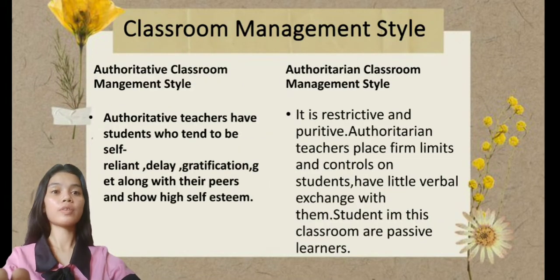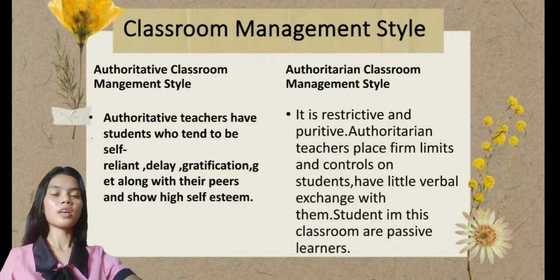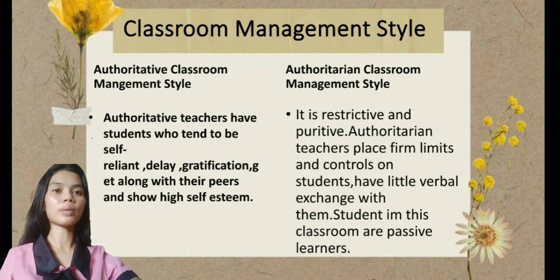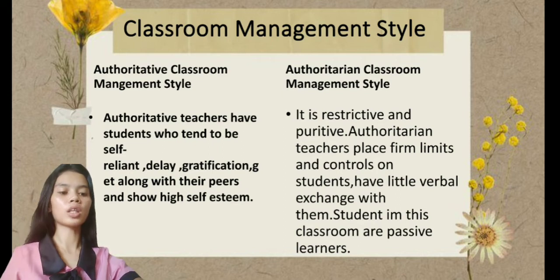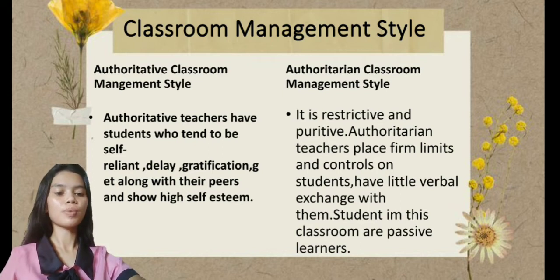Next is the difference between an authoritative classroom and an authoritarian classroom. Authoritative teachers have students who tend to be self-reliant, delay gratification, get along with their peers, and show high self-esteem. This style encourages students to be independent thinkers, but still involves effective monitoring. An authoritarian classroom is restrictive and punitive. Authoritarian teachers place firm limits and controls on students and have little verbal exchange with them.